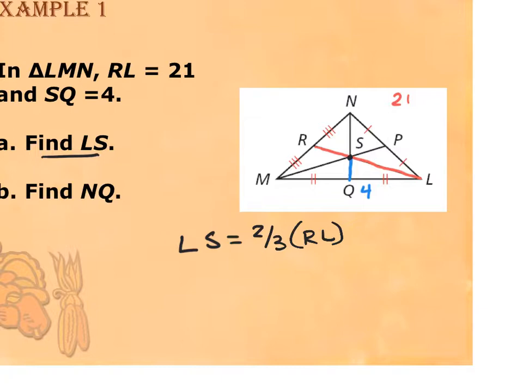Now, one of those things I know up there. What can I plug in? You can plug in 21 for RL. Good. LS is 2/3 of 21. Well, that should make this easy then, which is 14. But that's okay because the other one is not one we did like that.